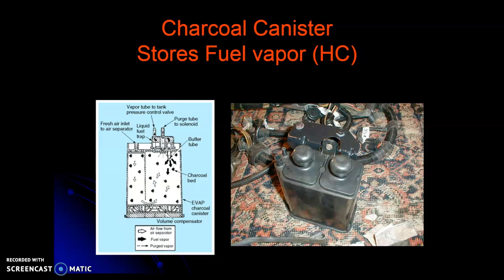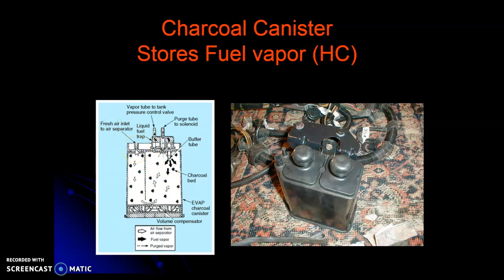Charcoal canister, talked a little bit about this on fuel systems, but basically it stores fuel vapor, those hydrocarbons. So what happens is fuel evaporates out of the tank. It's going to go into the charcoal canister and absorb into those little charcoal pellets. And then when the system gets turned on or wants to be purged, it depends on the system. OBD1, you just turn on the purge valve. These were open to atmosphere.